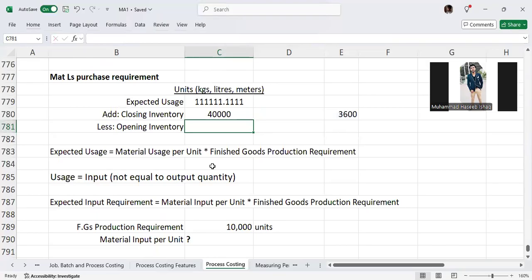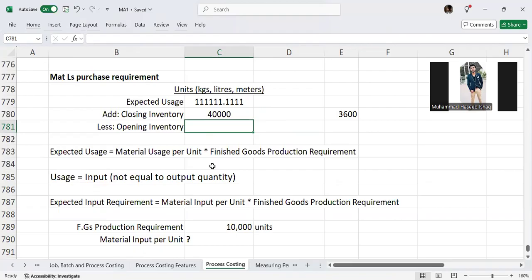So for example, which month comes before May? January, February, March, April, May. Yeah, April. So the month of April's closing inventory would be the opening inventory for the month of May. So how much is the closing inventory for April? Sorry, I just confused it. So what is the closing inventory for the month of April?